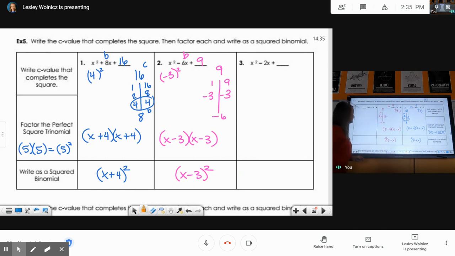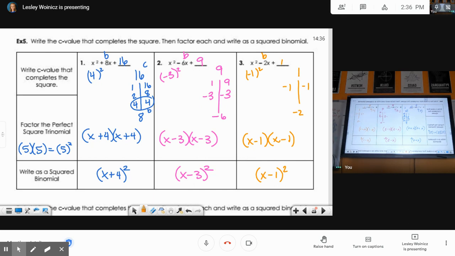Okay, number 3. I take my B, chop it in half. Half of negative 2 is negative 1. Square it. I get a positive 1. Factors of 1 that sum to negative 2, because I have to factor the perfect square trinomial. So 1 and 1, they both need to be negative. And I get x minus 1 times x minus 1. And then that, as a squared binomial, is x minus 1 squared.